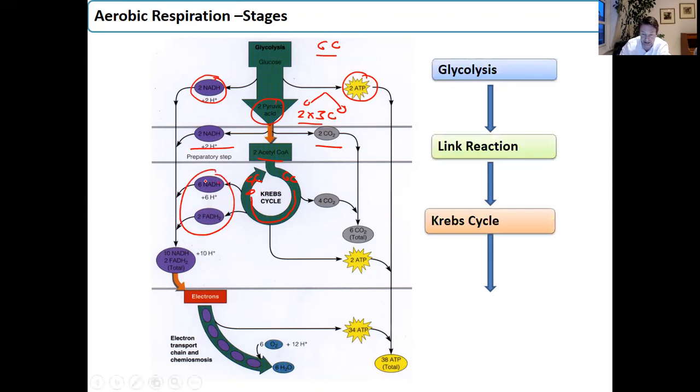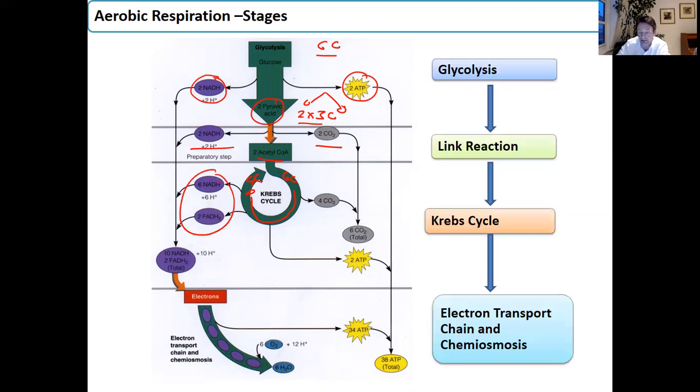So glycolysis, link reaction, Krebs cycle, and then the electron transport chain to take all of the reduced carriers that you've made, so the NAD and the FAD, and then end up producing the ATPs as the punchline. Remember, glycolysis occurs in the cytoplasm, doesn't consume any oxygen, doesn't produce any carbon dioxide. Link reaction and Krebs cycle, these occur in the matrix of the mitochondria.